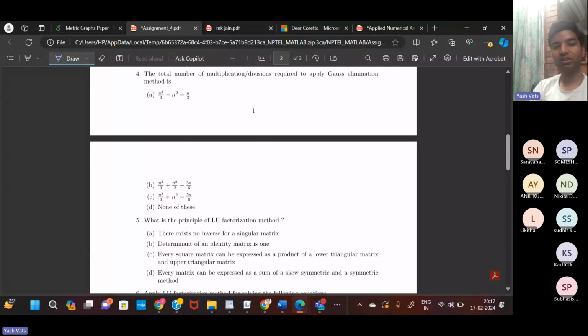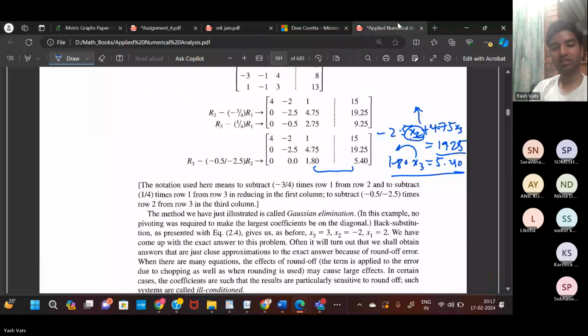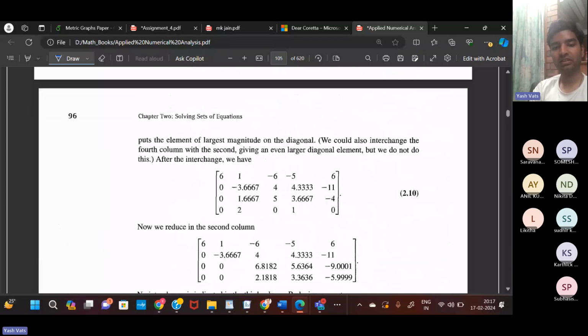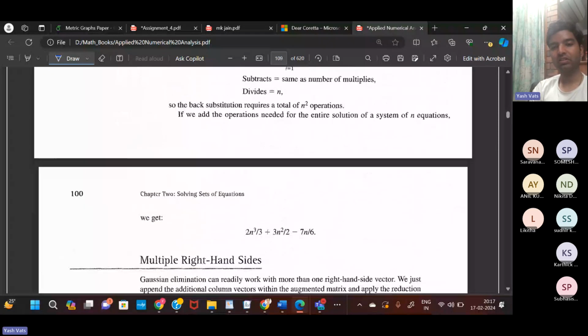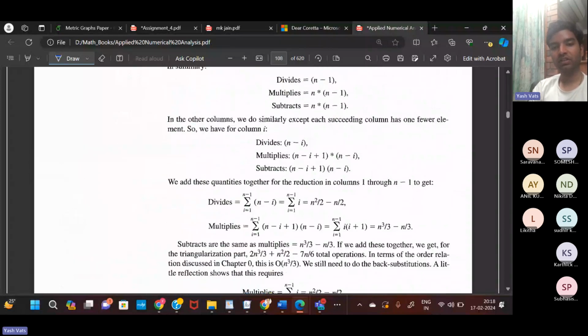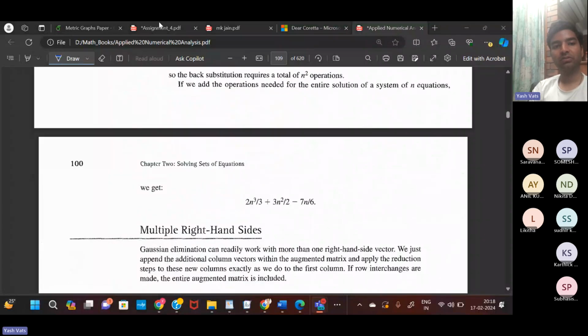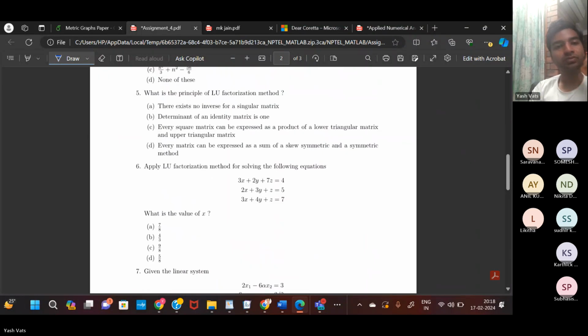Yes, you can check this. Total number of multiplications required in Gauss elimination and total number of divisions. There is a way to check it. See operational count in this book. You can go with it and see the number of ways. I'm not going into this counting problem. Now we come to the next method, which is LU factorization method.